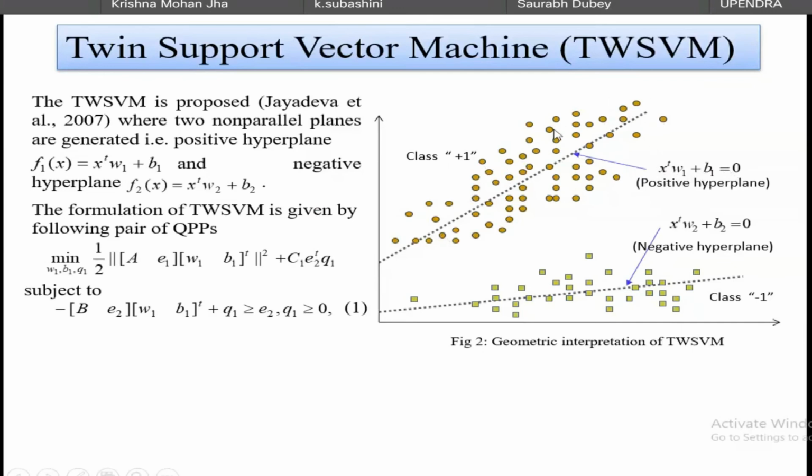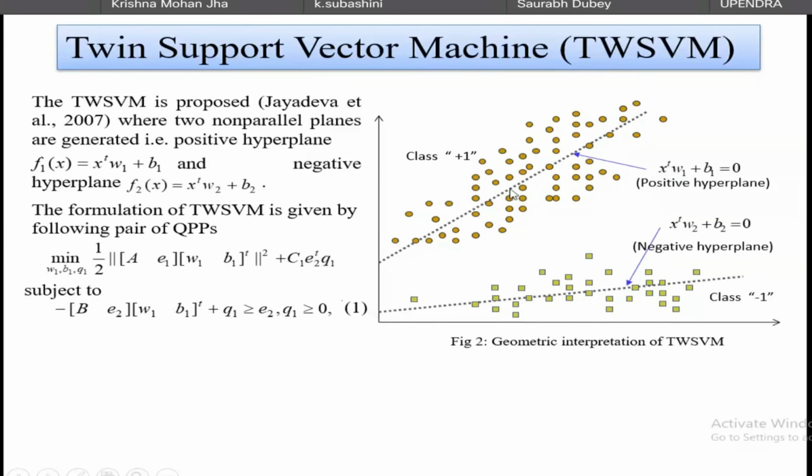And whatever the data points, you represent all data points in a matrix. Whatever the distance is, you find through this particular term, that is nothing but A w1 plus e1 v1. Ultimately, whatever the points are, you put them here and take the norm squared, because you want to take the distance. You satisfy all the points here and calculate the distance that you want to minimize. As well as this, the second term is C1 e2 transpose q1. Just forget about this right now, and just focus on this q1 part.